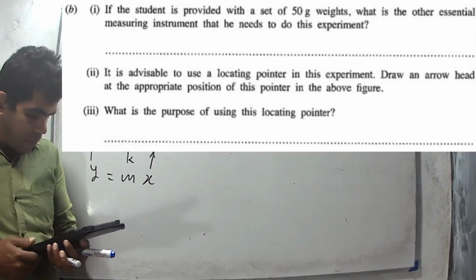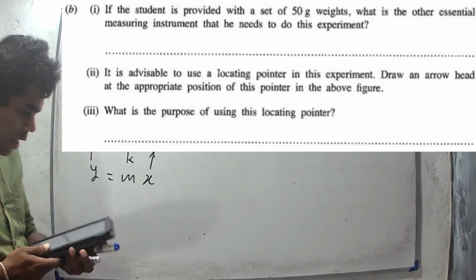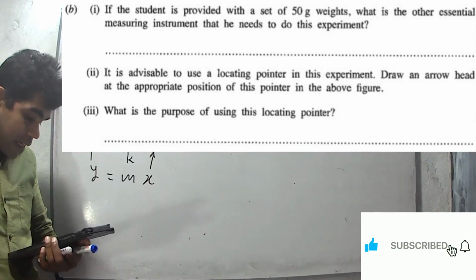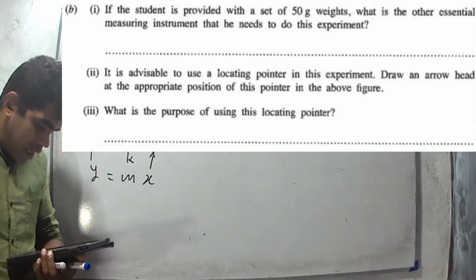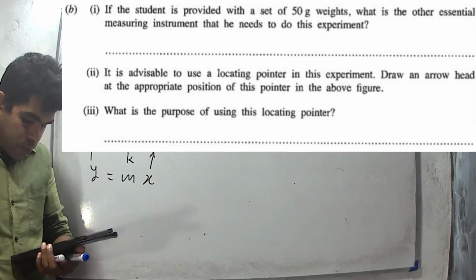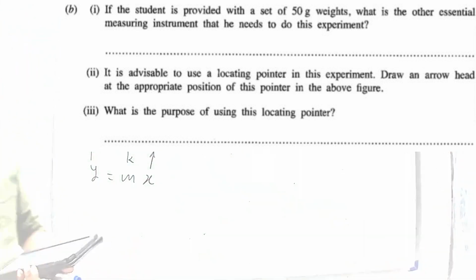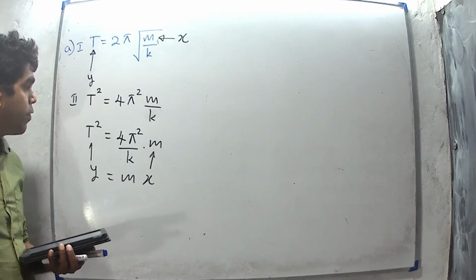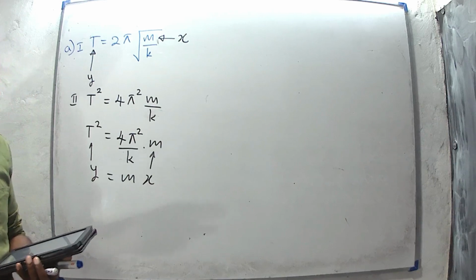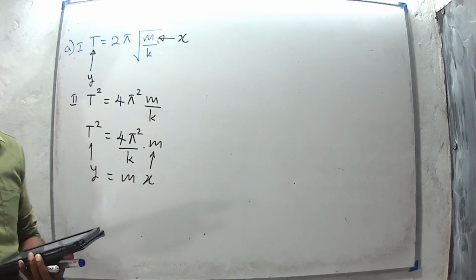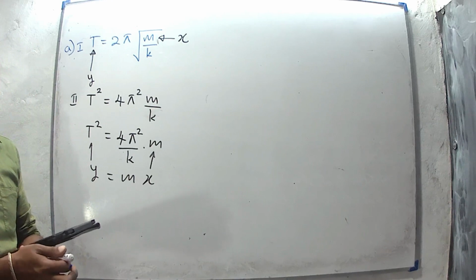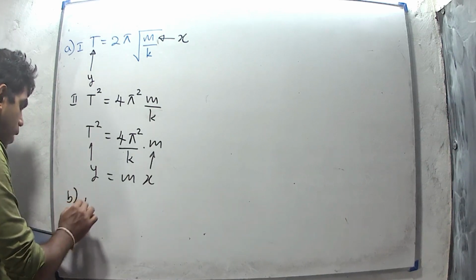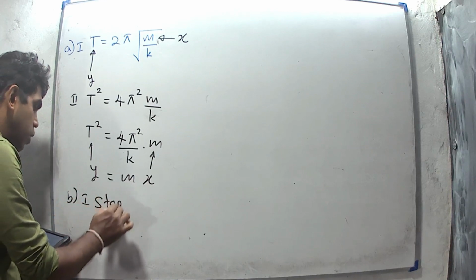Then part B 1. If the student is provided with a set of 50 gram weights, what is the other essential measuring instrument that he needs for this experiment? We have to measure mass and time. Then he needs a stopwatch. B part 1, stopwatch.